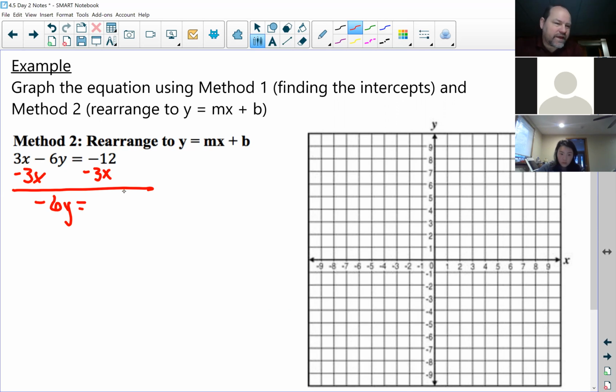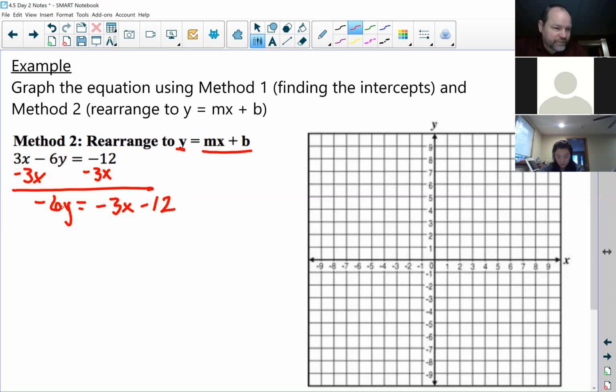On the right, I cannot combine those terms because the 3 has an x with it and the -12 does not. So the only thing I can do is just rewrite that expression as -3x minus 12, which if you look, that's what I want. I want something times x plus another value. So I'm almost there. Now I need to get the y totally by itself.